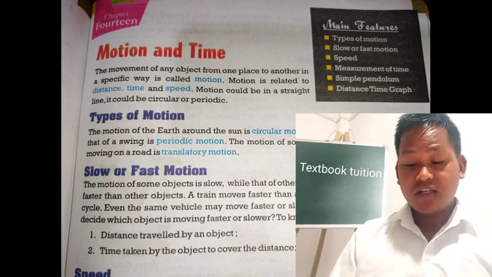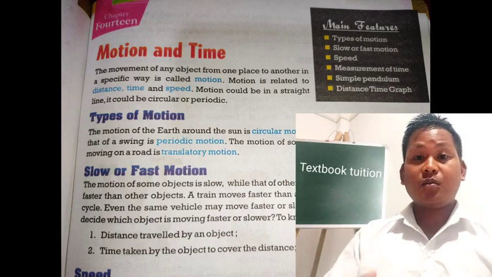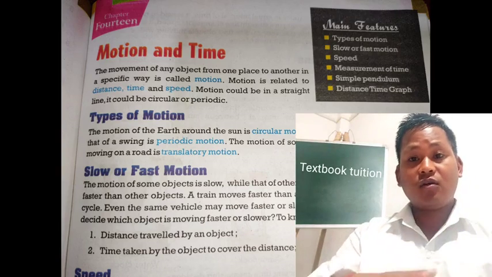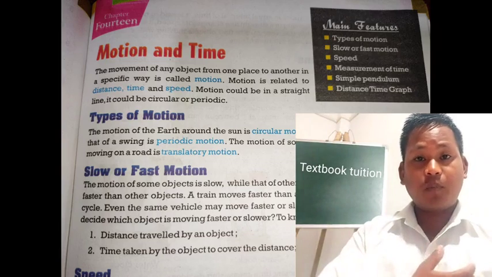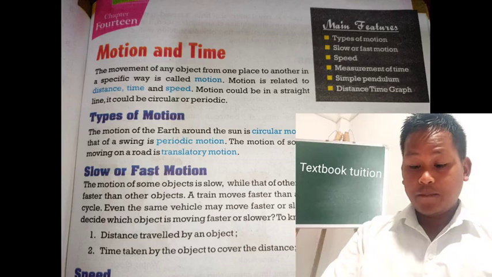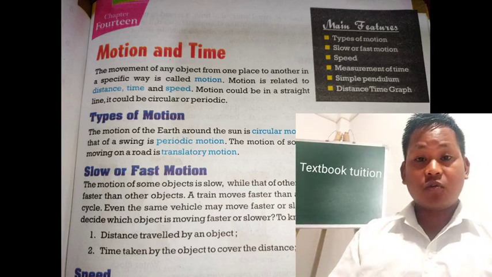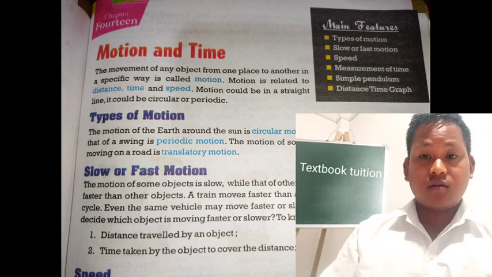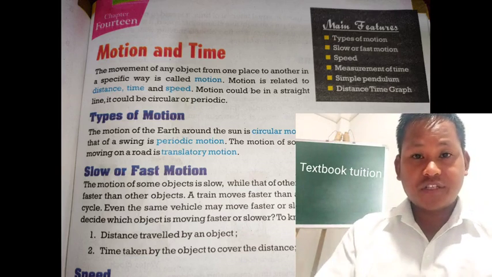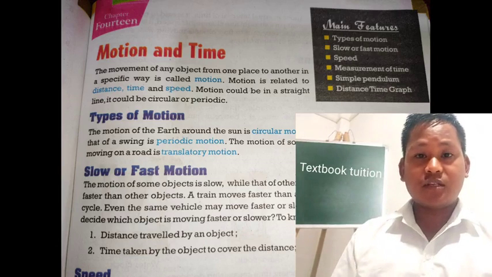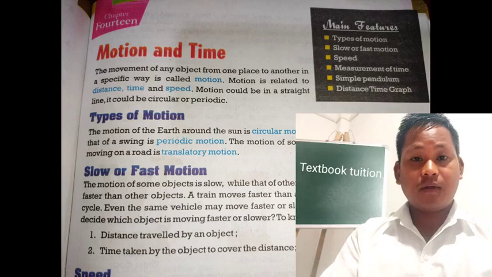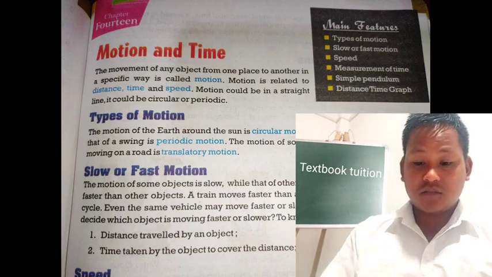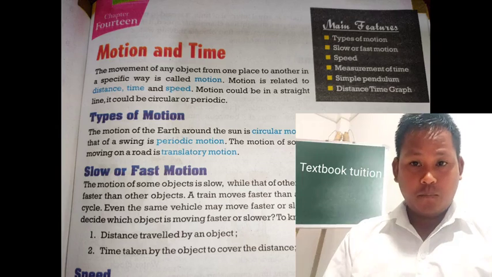Motion could be in a straight line. So motion is of different kinds: straight line, circular or periodic. These are the types of motion. Some objects move around, some objects move straight, some objects, like a car, can make a right turn or left turn. So let us come to the types of motion.